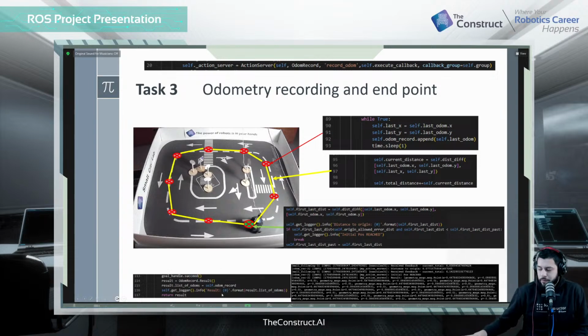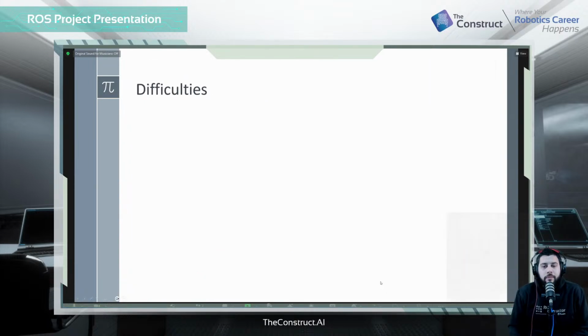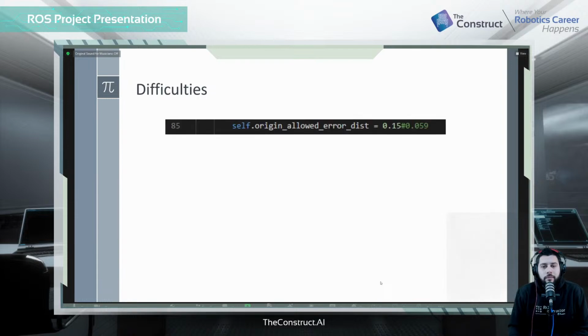So that's just the part of sending the results, which are represented like this. And the difficulties. I just mentioned this one: increasing the allowed error in distance.